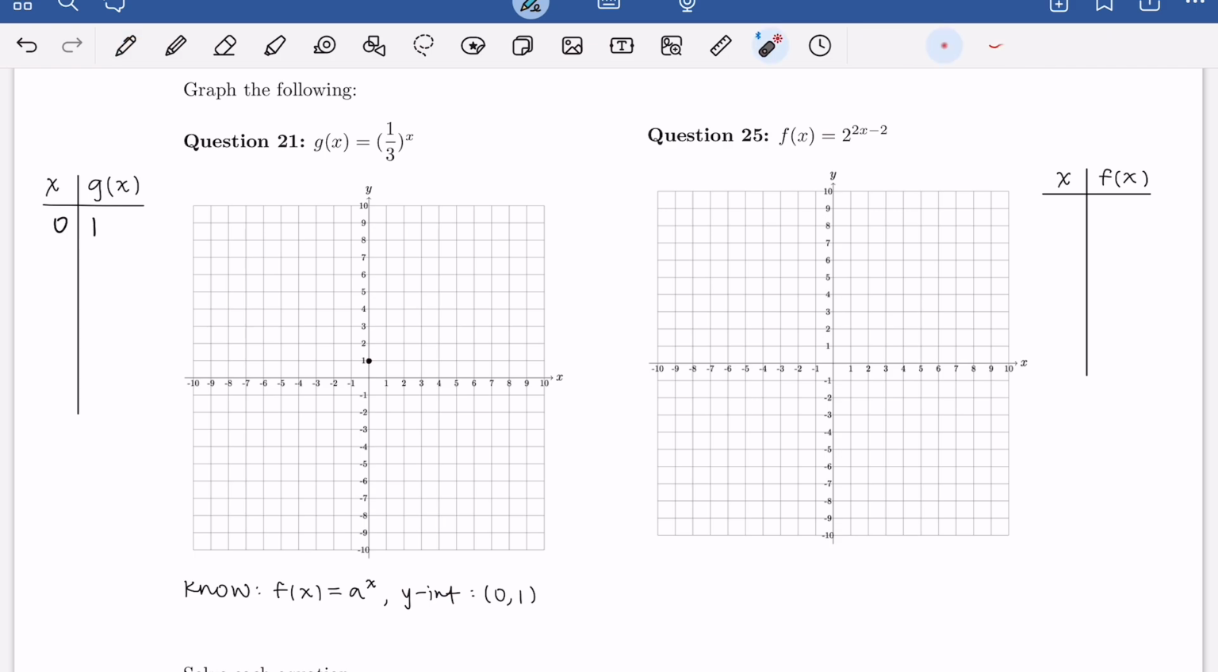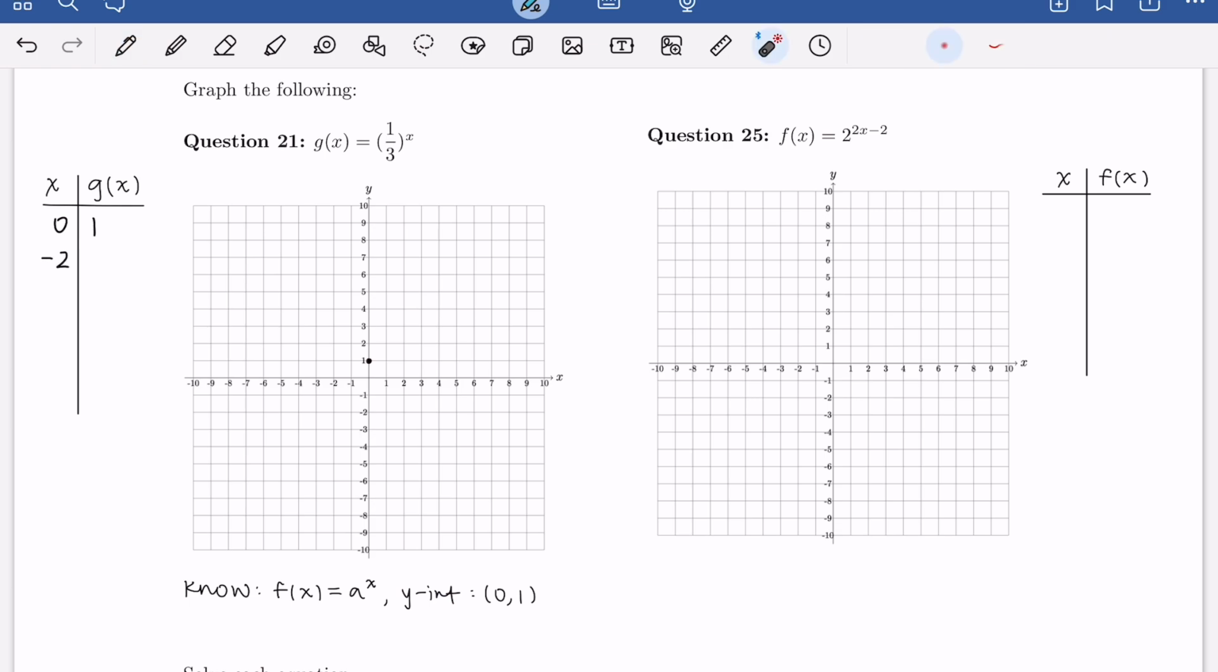Something else to note here is that whenever our a is in between 0 and 1, for example, in this case, 1/3, our graph is going to open up in this direction here. And then if a is a number greater than 1, then it's going to open up in this direction. So what we're going to do is plug in different values for x here and then see what g of x is, and then we'll plot those. So let's plug in a -2.